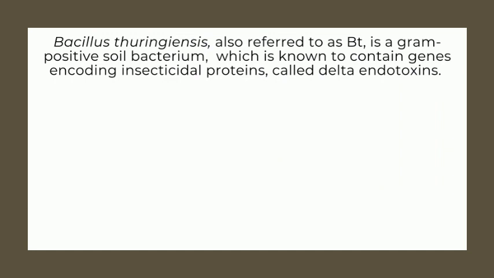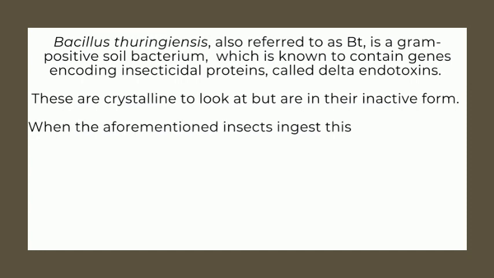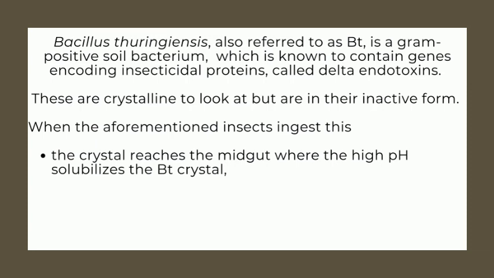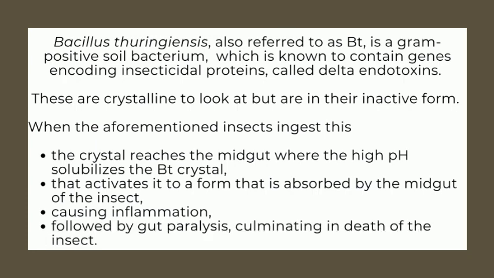Bacillus thuringiensis, also referred to as BT, is a gram-positive soil bacterium which is known to contain genes encoding insecticidal proteins called delta endotoxins. These are crystalline to look at but are in their inactive form. When the insects ingest this, the crystal reaches their midgut where the high pH solubilizes the BT crystal, thereby activating it to a form that is absorbed by the midgut of the insect. This causes inflammation followed by gut paralysis, culminating in the death of the insect.